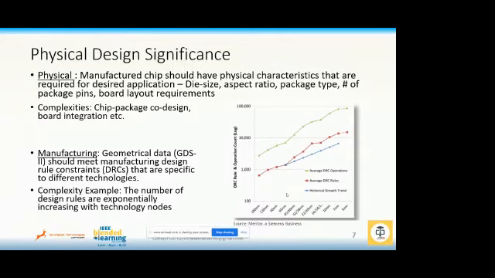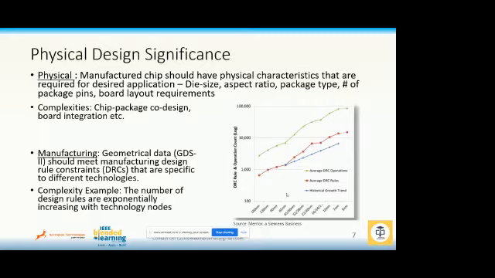If you look at the number of design rules that we have for all these technologies, maybe in 180 nanometer we had like 700, 800 rules, whereas in 7 nanometer we will have close to 15,000 rules, and maybe in 5 nanometer we have close to 20,000 rules.